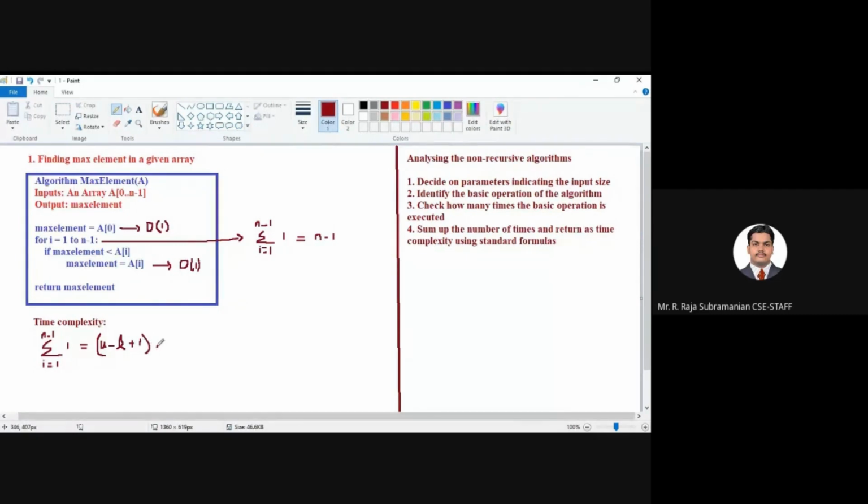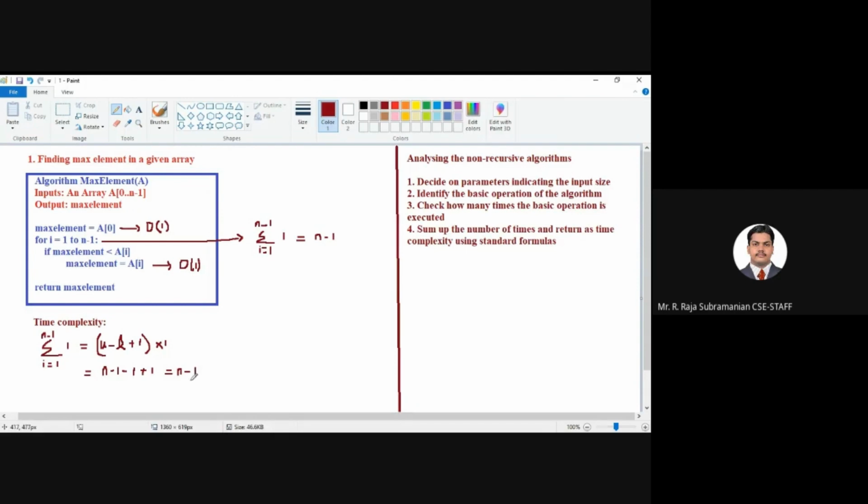So what will be the answer? I'll put here, what is the u value? N minus 1, minus the L value, which is 1, plus 1 into 1. We'll be getting the answer as N minus 1, right? So now I got the result.